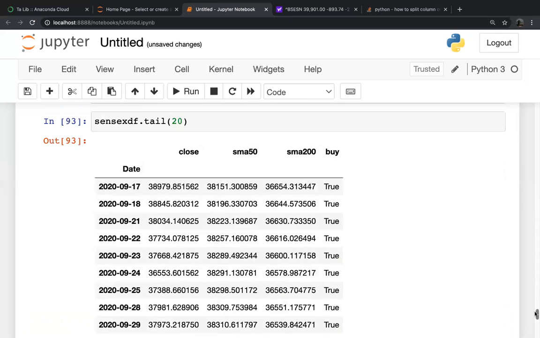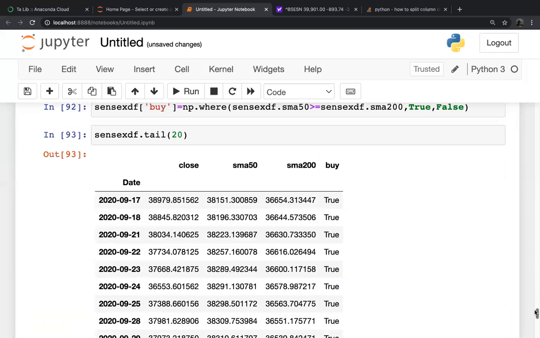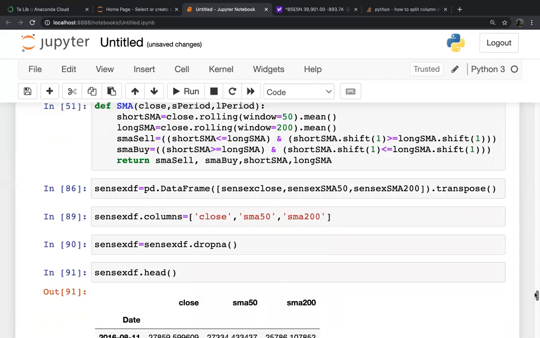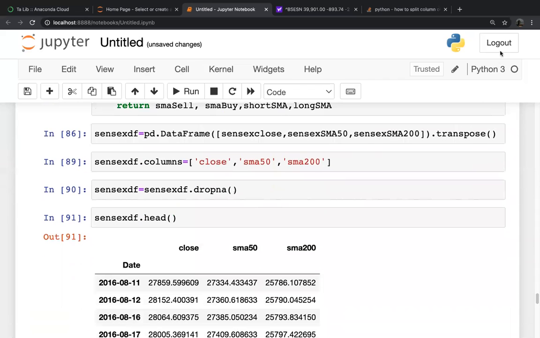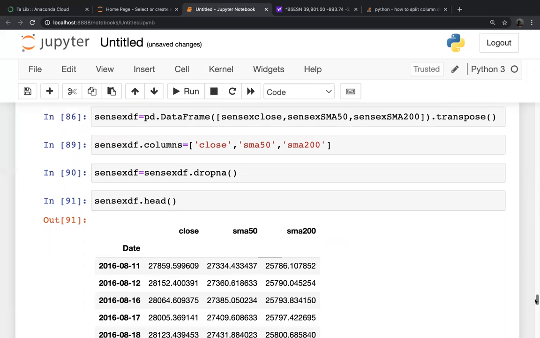So last 20 days it is giving us a buy signal. See, buy true. So you can do like this. All of you create a data frame and transpose it. But meanwhile, I'll sort the other error. We didn't get the buy sell signal, right? So we can do like this. I created a data frame where we have the Sensex close, SMA 50 and SMA 200, and we transposed it. Then I added the column names, 50, 200, and close. Then we dropped the NA.